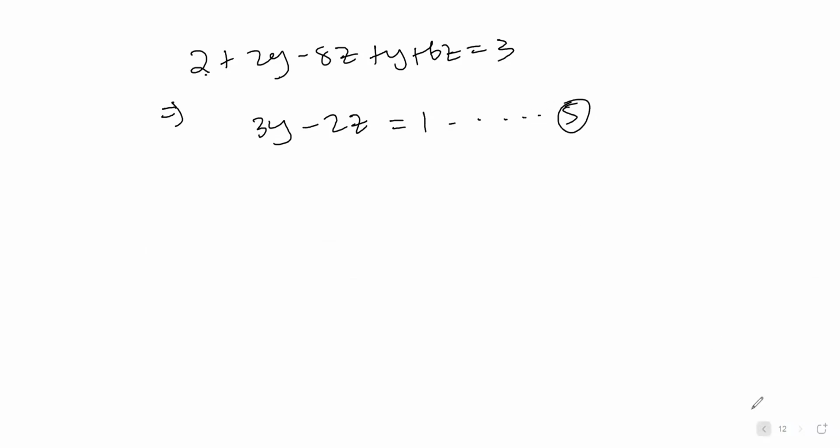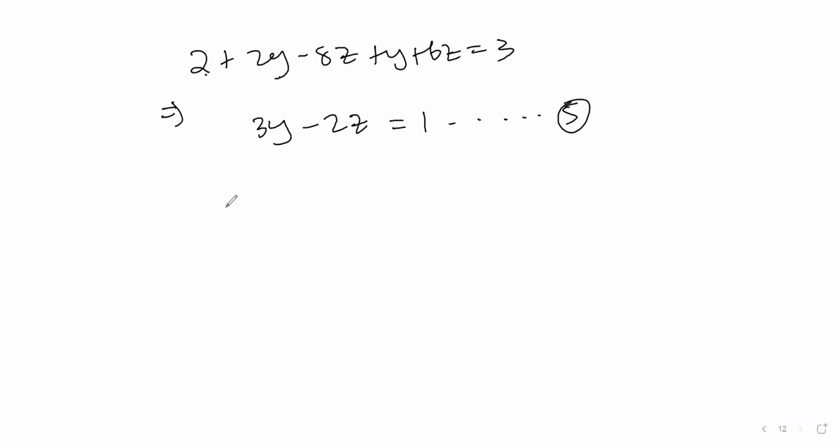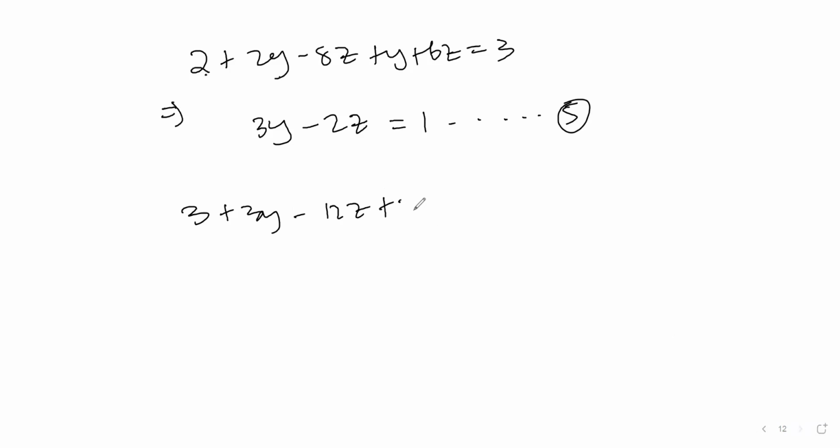Then I rearrange equation 6 as well. 3 plus 3y minus 12z, and then plus 2y minus 2z equals 2. So we add like terms. 3y plus 2y is 5y, and negative 12z minus 2z is minus 14z equals, move the 3 to that side, minus 1. That's my equation 6.